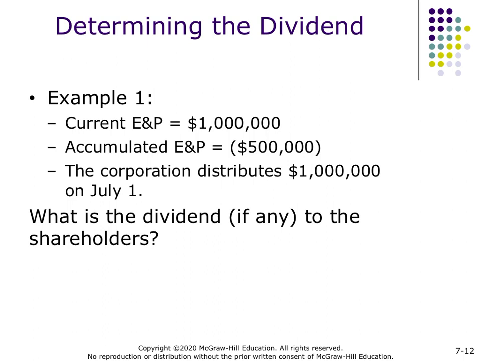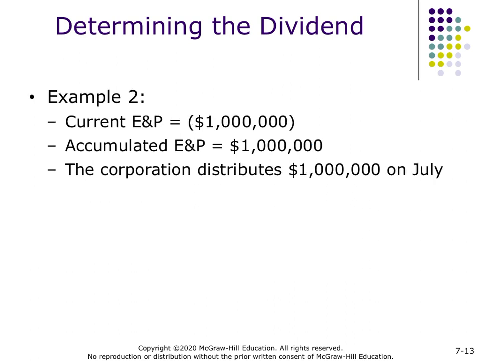Okay, well, remember that the distribution is going to be a dividend to the extent of earnings and profits. And we can leave that statement there for right now. And the good news is we have plenty of current earnings and profits to absorb the distribution. So the dividend is $1 million. Okay, now let's go on to the next example.